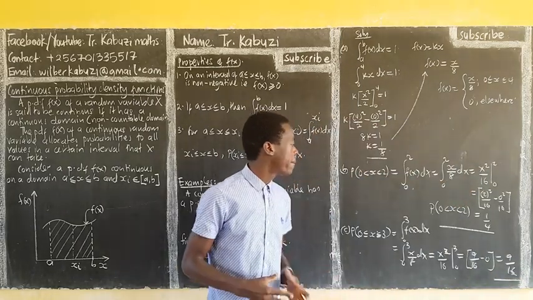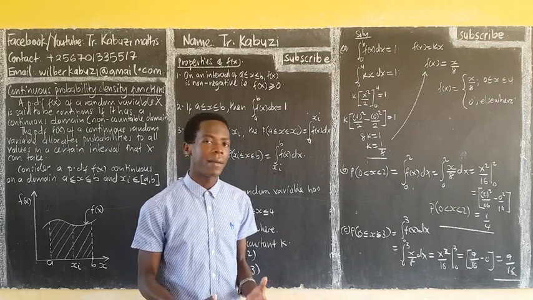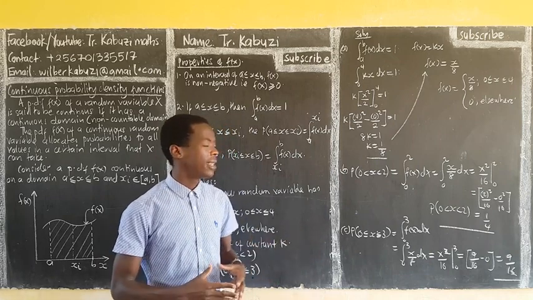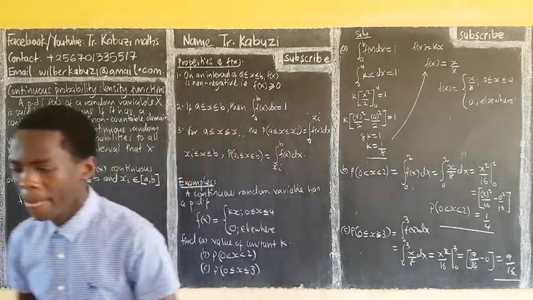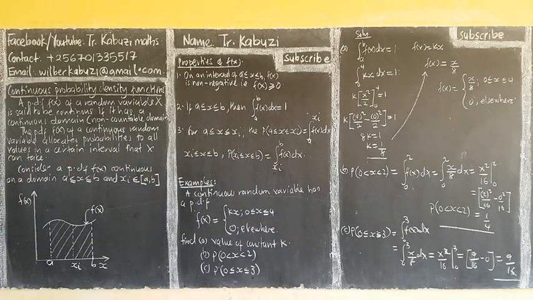That's the probability. So remember, that's how we handle the basics. Now we are going to see more examples about these continuous random variables. See you there.